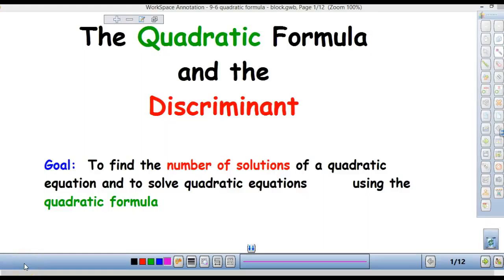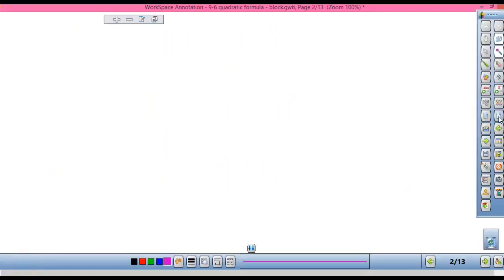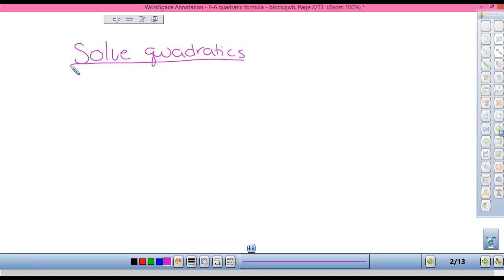All right, tell me all the different ways that we have solved quadratics. First of all, what does it mean to solve a quadratic? What does it mean when we're solving it? What are we finding? Where it crosses the x-axis, yes.